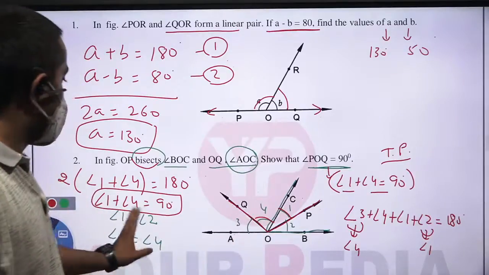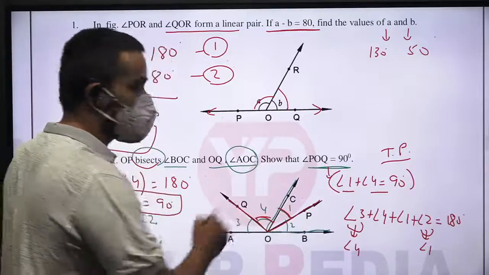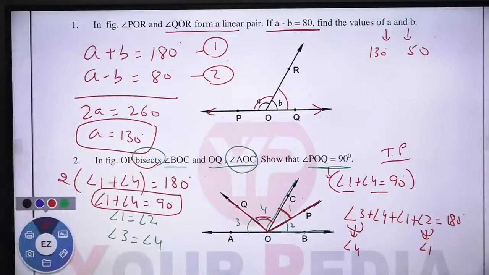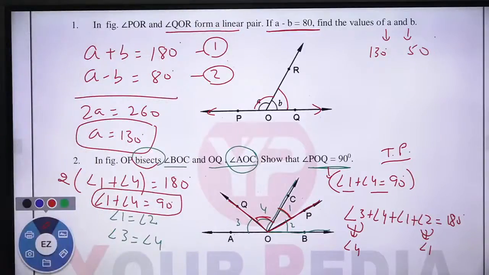So angle 1 plus angle 4 is nothing but angle POQ. I think we have proved it. So you should know what bisect means, and you should understand the usage of linear pair. Yes, friends, are we clear with this? Please write in the chat box if you are clear with this.